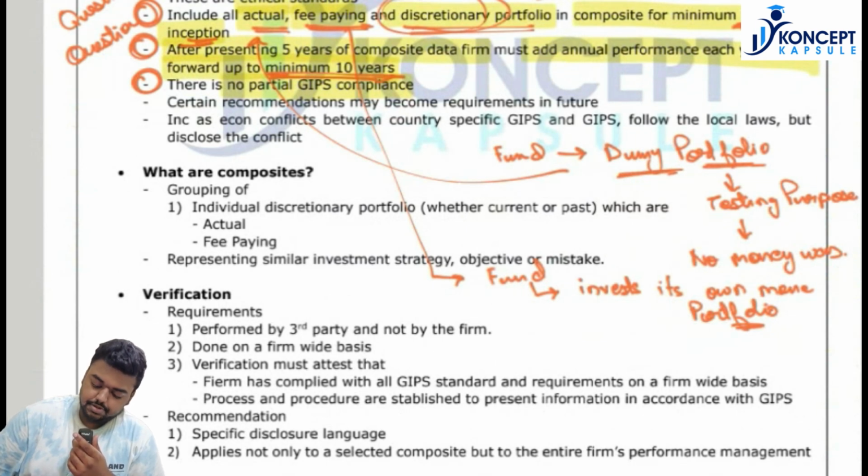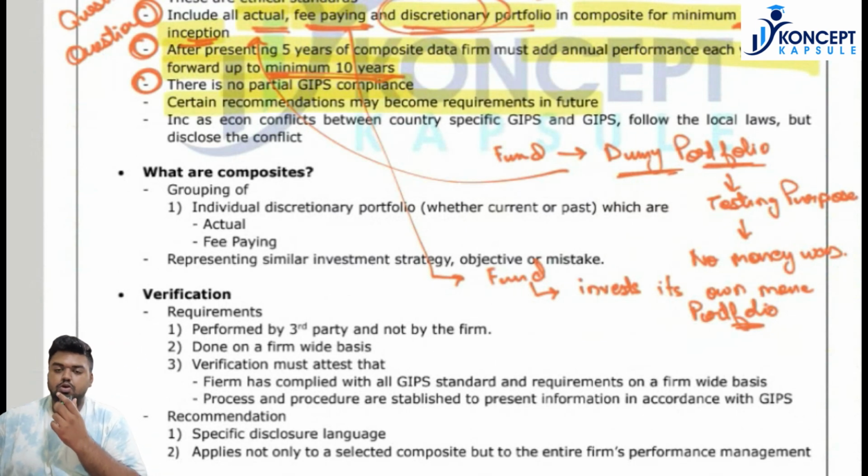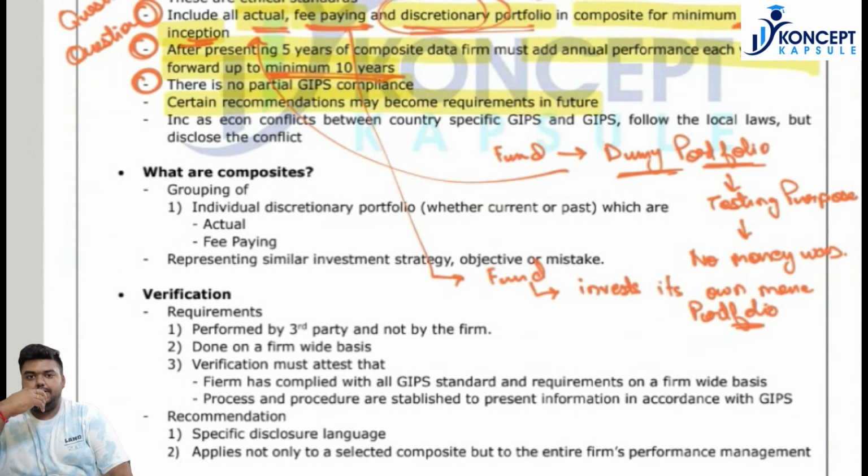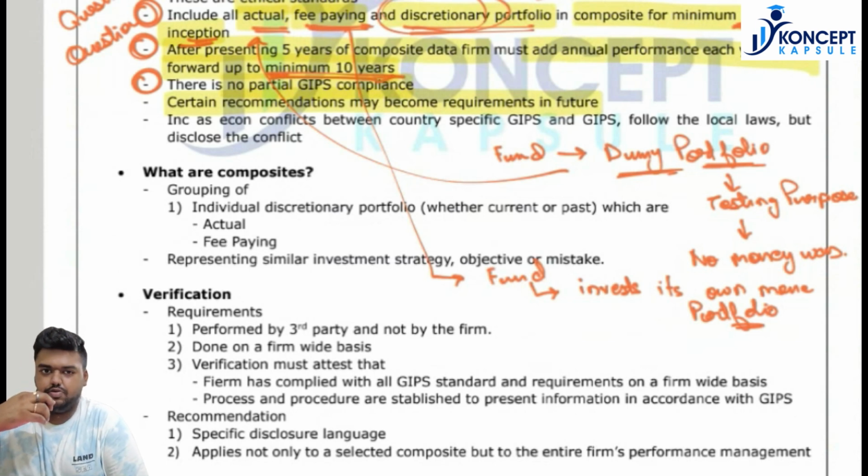Certain recommendations may become requirements in future. So today, some of them are recommendations. They may become a part of requirements.